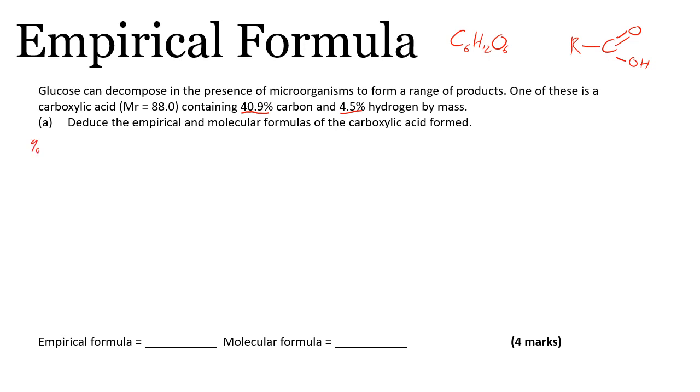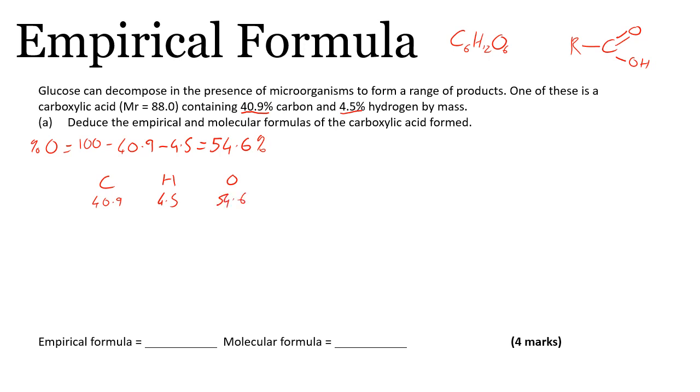So first thing we're going to work out is the percentage of oxygen, which is going to be 100, take away the 40.9, take away the 4.5, and you're going to end up with 54.6, I think, % of oxygen. Now we've got all the data we can possibly want, we can now make the table we always do with empirical formula calculations. So stick your elements as the headings, carbon, oxygen, hydrogen. Write down the percentages, so carbon 40.9, hydrogen 4.5, oxygen we've just worked out is 54.6.